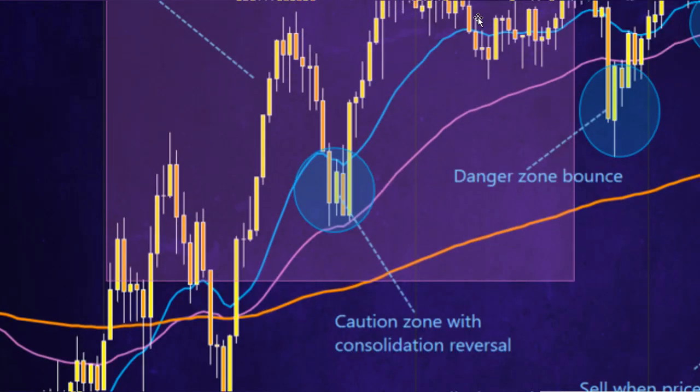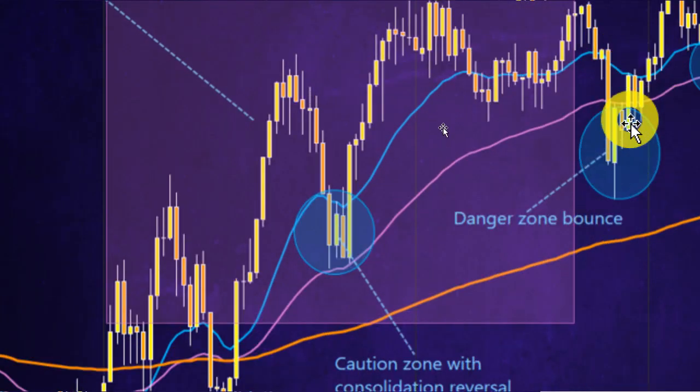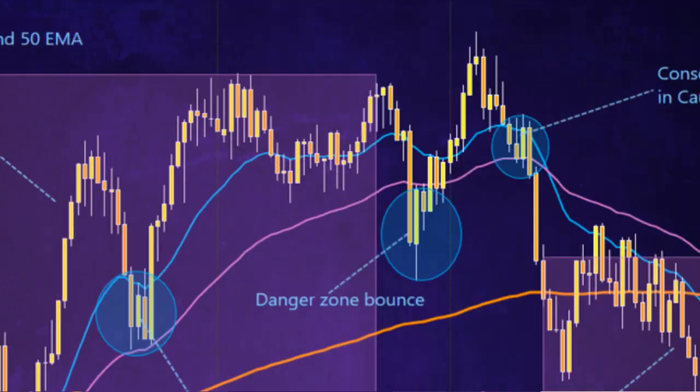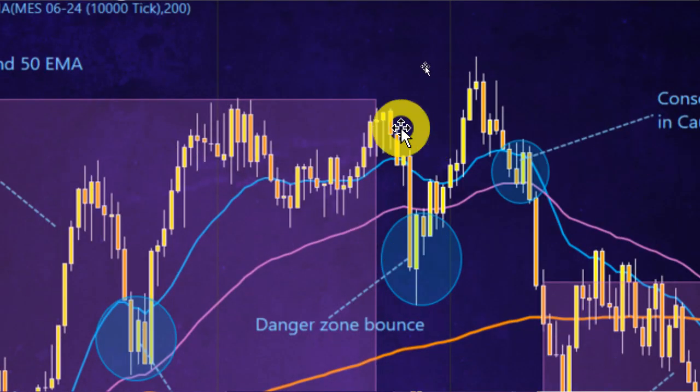This wasn't a danger zone. This is an example of price pulling back in the danger zone right here, but the moving averages did not cross one another. This is also a very good setup. If we can get in this setup right here and ride it up.